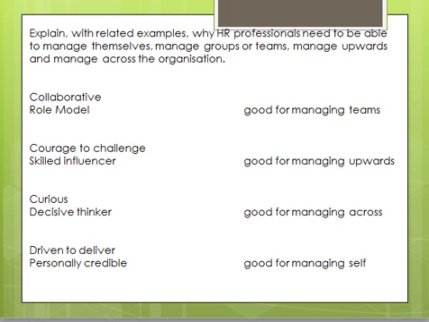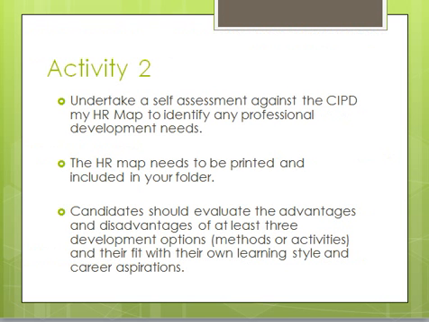of activity 1. So moving on to activity 2, it asks you to undertake a self-assessment against the CIPD HR map, and when you finish the HR map, you need to do a printout, and that's got to be included in your folder. So you'll probably end up with about 80 to 100 pages, so think about how you're going to print it out. It's absolutely fine to do 2 pages per printed sheet. So effectively you'll be having 2 A4 presentations of the HR map per A4 piece of paper, and that will help you to reduce your printing.